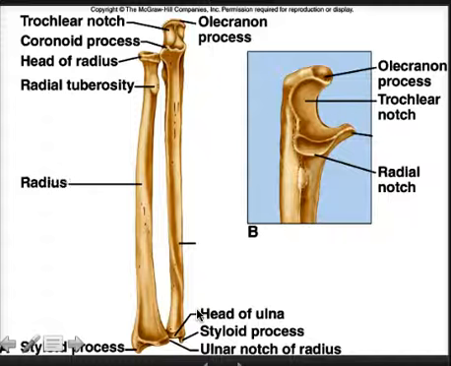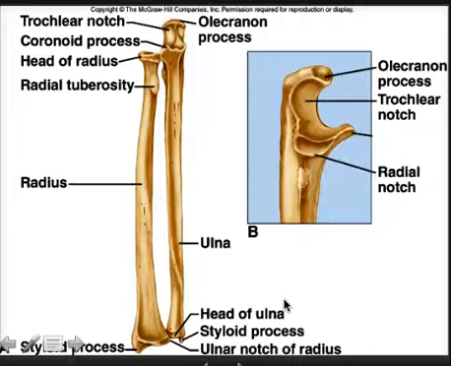Humerus will lead to the radius and the ulna. You can see at the top of the ulna we have an olecranon process, the trochlear notch, and a coronoid process. At the bottom portion, or the distal portion, we have the head of the ulna, a styloid process. Do not confuse this styloid process with the one in the temporal bone.